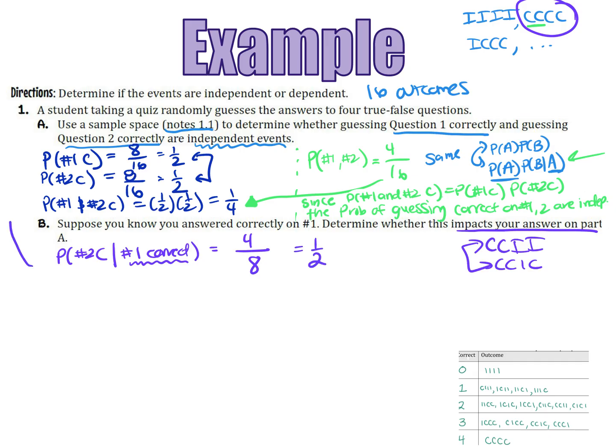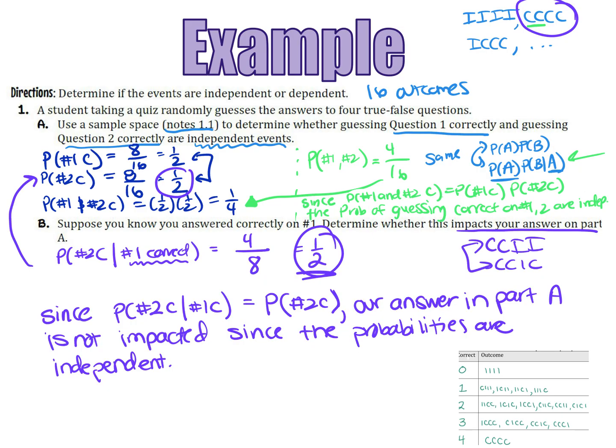And if we look back at part A, the probability of getting number 2 correct was 1/2. So what we're saying is that the probability of getting number 2 correct, knowing number 1 is correct, and the probability that number 2 is just correct regardless of number 1, are both 1/2, which means that those are independent events. This is not conditional probability. And let's go ahead and write that in a sentence so that we're making sure we're clearly answering the question on part B.